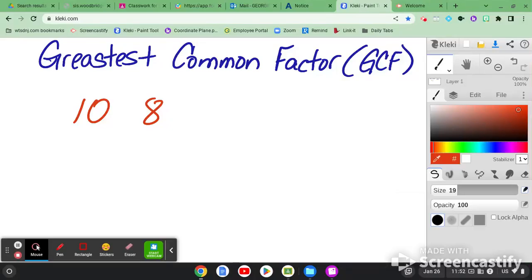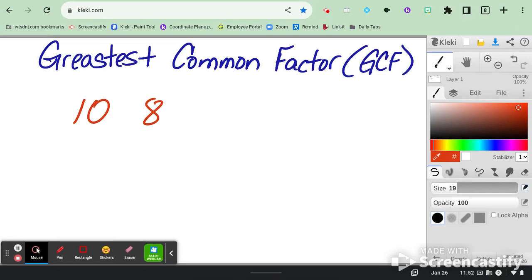Quick review on finding the greatest common factor, or better known as GCF. So as we did in class, I'm going to go over the step method. And the step method is as follows. So I want to find the greatest common factor between 10 and 8.